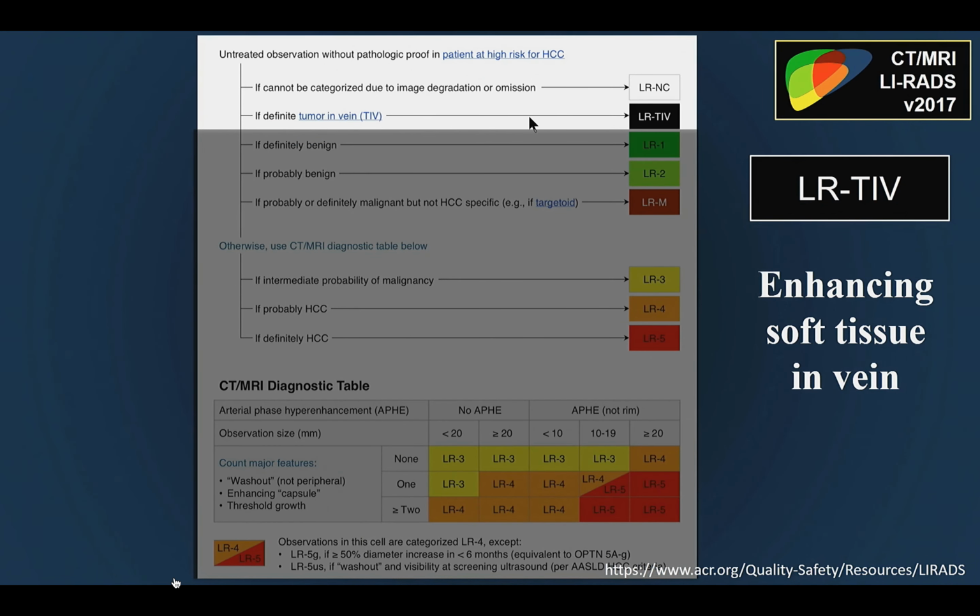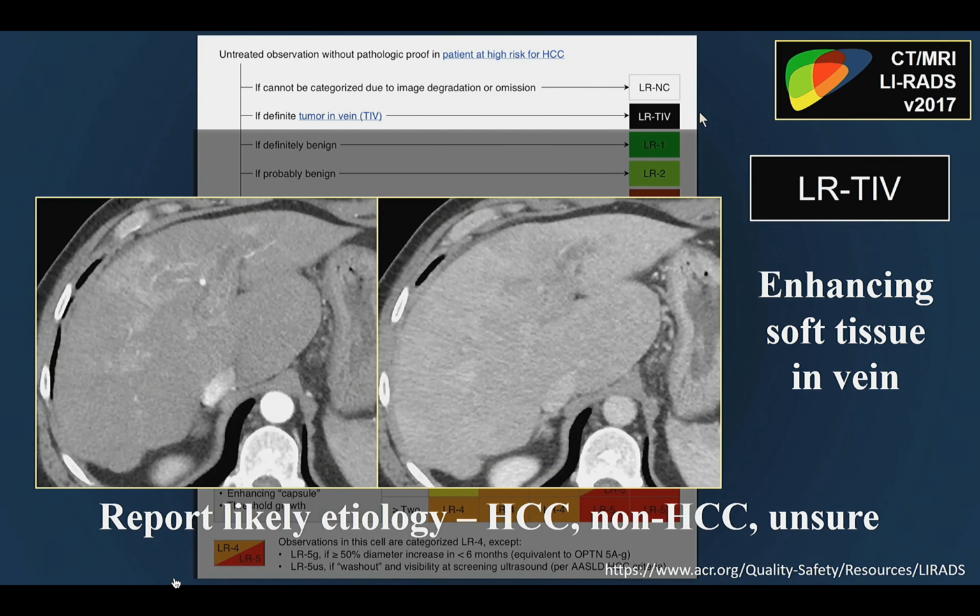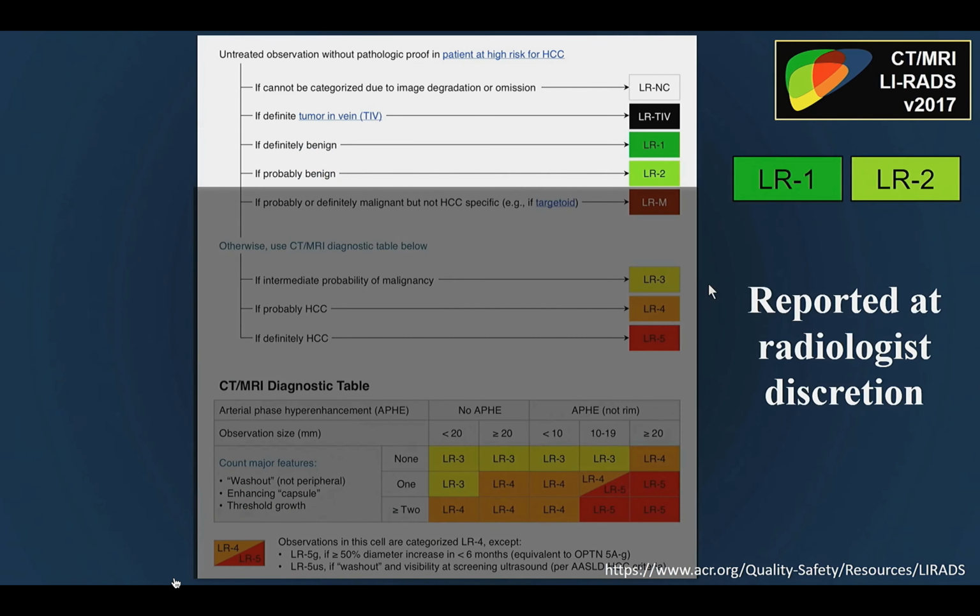The TIV, which I've mentioned already, is when you have enhancing soft tissue in the vein. And once again, you want to make sure you report what you think it might be secondary to: HCC, non-HCC, or if you're unsure. And here's a nice example where you see that kind of thread and streak enhancement of that soft tissue involving that left portal vein.